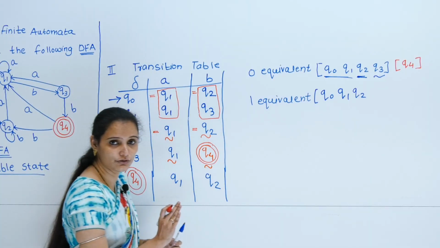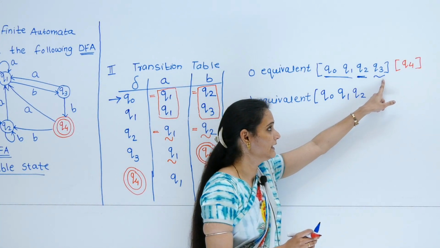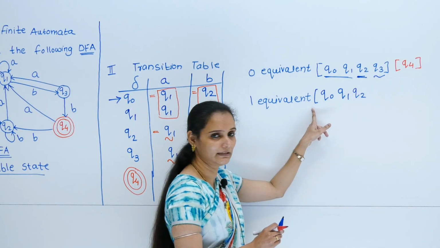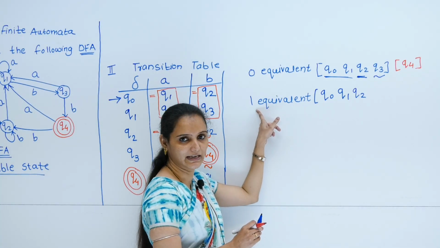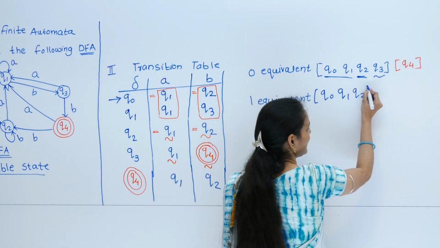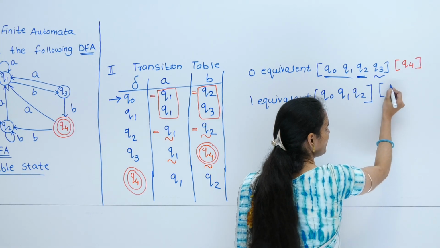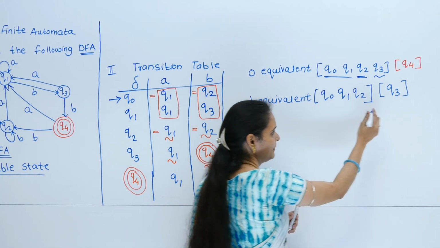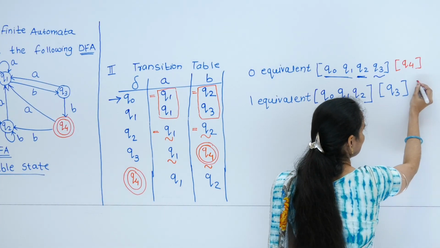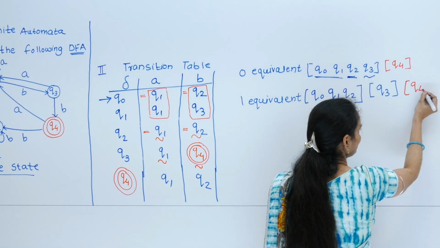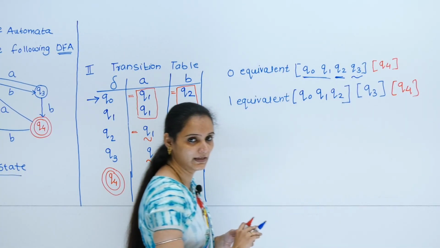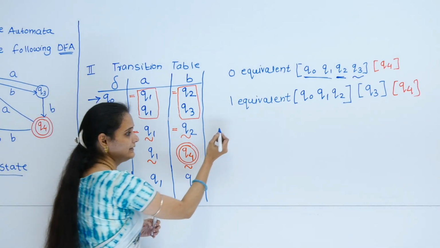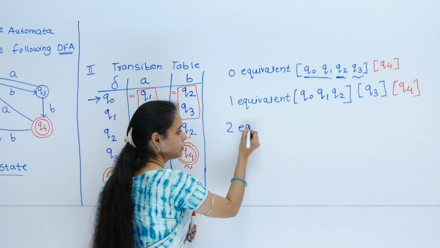So what is the conclusion here? Q3 is not present in that particular group in one equivalent. Okay, so here we are making another group of Q3 because it is not equivalent to those states, and then there is our acceptance group, that is Q4. Then the next thing we are going to do is find two equivalent.